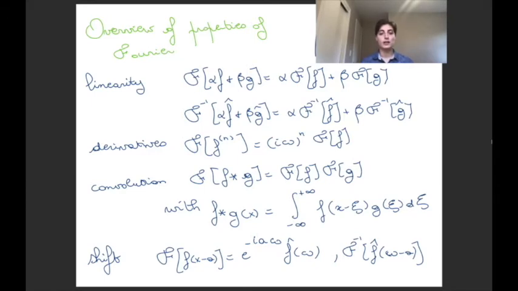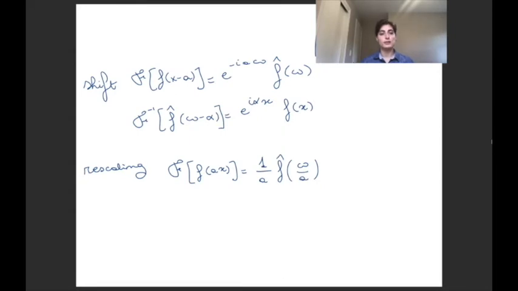Then we saw how we can construct a new type of convolution such that convolutions in the real space correspond to products in the Fourier space, much as we did for the Laplace transform. So if we define this convolution as the bi-infinite integral of f(x minus xi) g(xi) d xi, this is true.